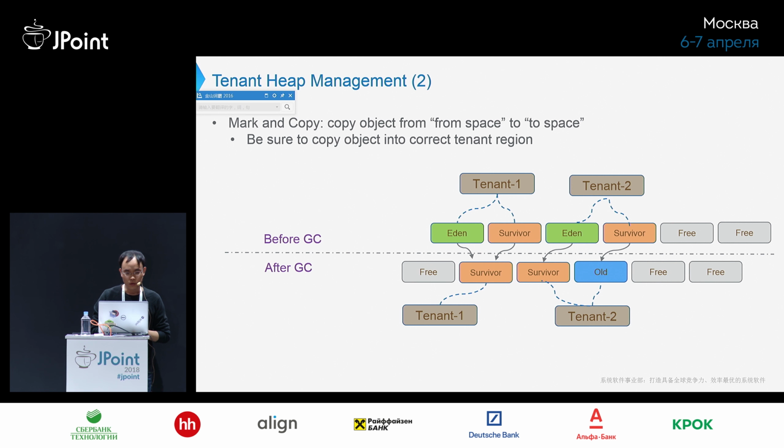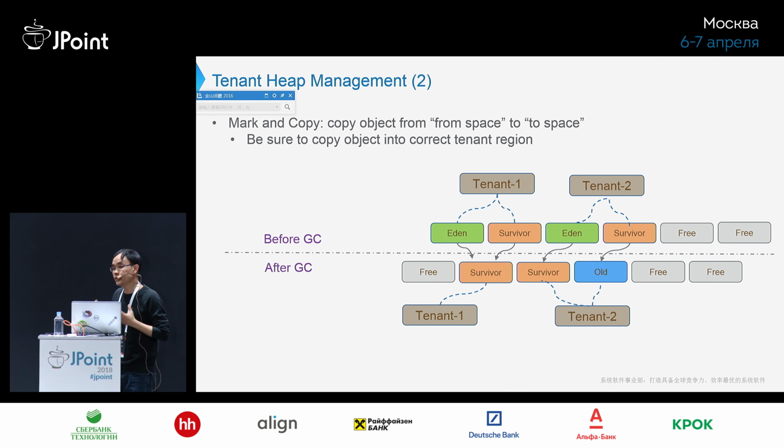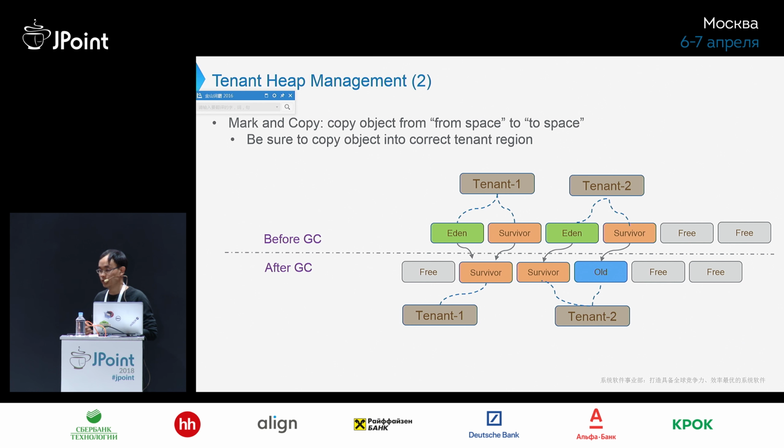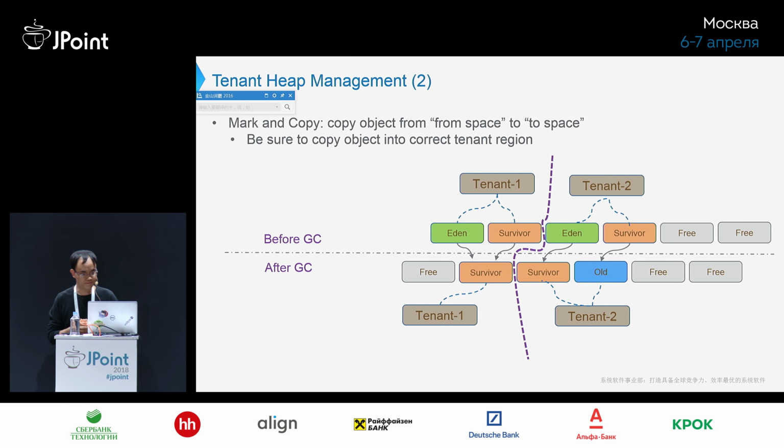This is the detail. As I have mentioned, our implementation is based on G1 GC. So G1 GC essentially is a copying collector. During GC, it copies objects from space to space. So during GC, we need to make sure we copy objects into the correct tenant heap region. You can just look at this picture, tenant 1 and tenant 2. All live objects allocated by tenant 1 must be copied into the heap region owned by tenant 1 after GC. We need to apply the same logic to tenant 2.